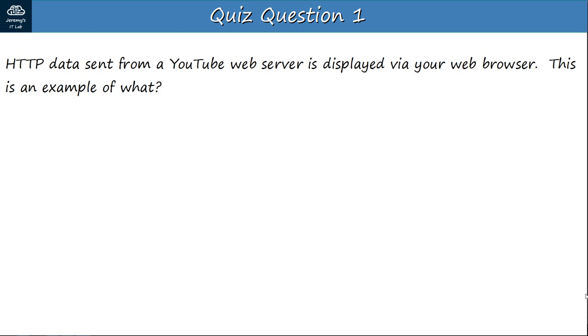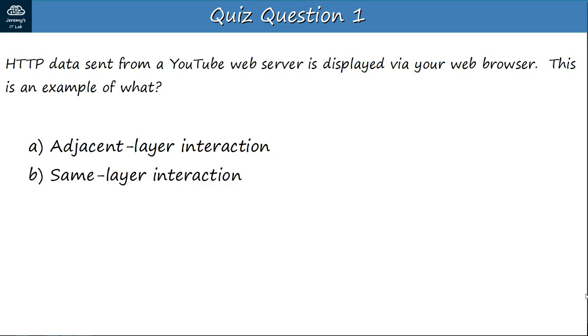HTTP data sent from a YouTube web server is displayed via your web browser. This is an example of what? A. Adjacent layer interaction. B. Same layer interaction. C. Encapsulation. Or D. De-encapsulation. Pause the video to think about your answer.